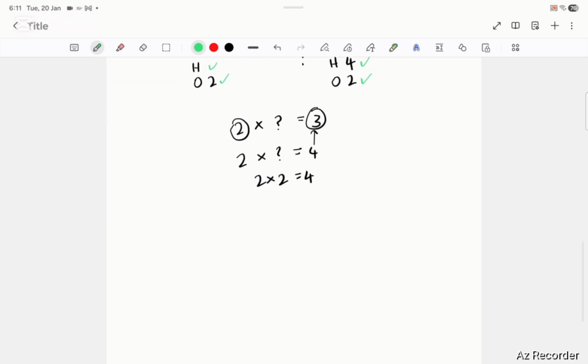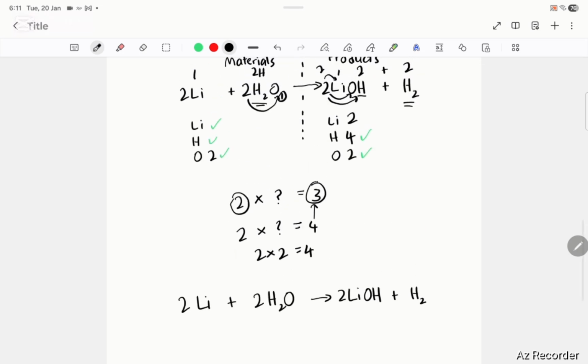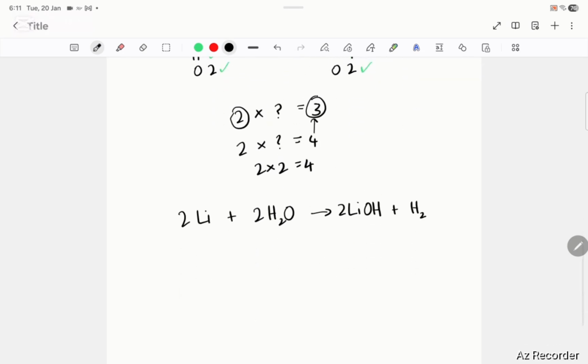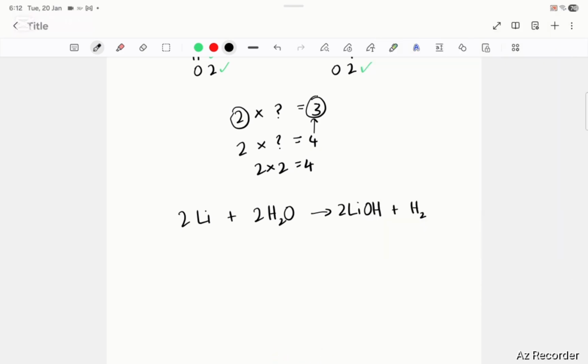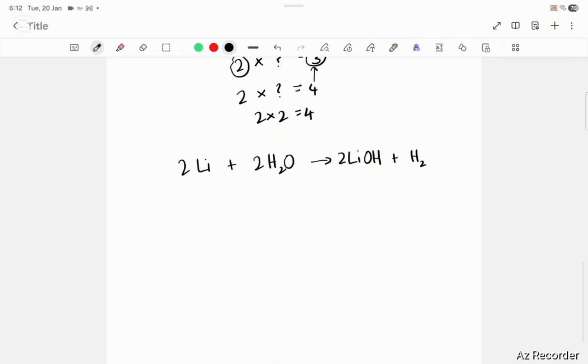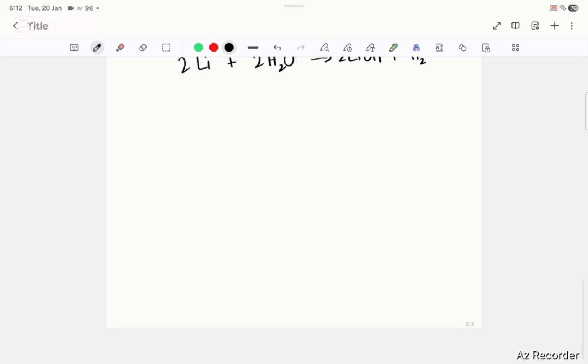Let's rewrite that in a more clear way. 2 lithium, 2 water, we would get... is that right? Yep. Okay. So we have successfully balanced this chemical equation. Let's give another example.